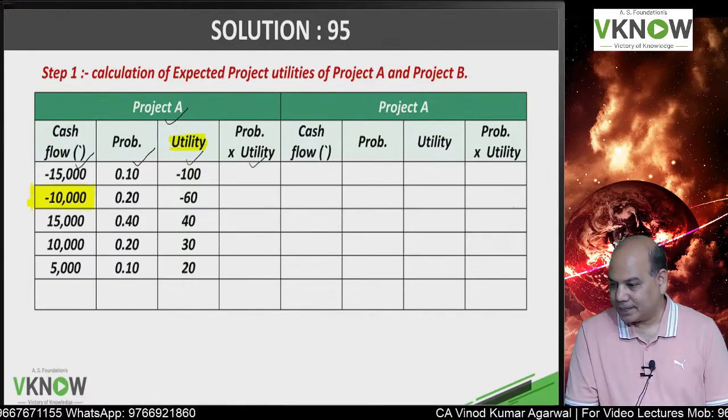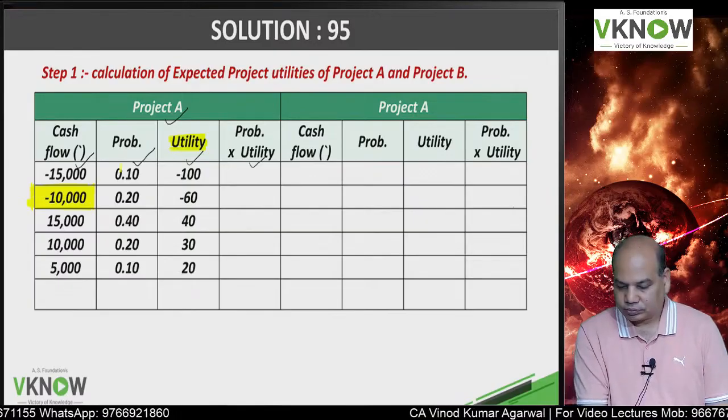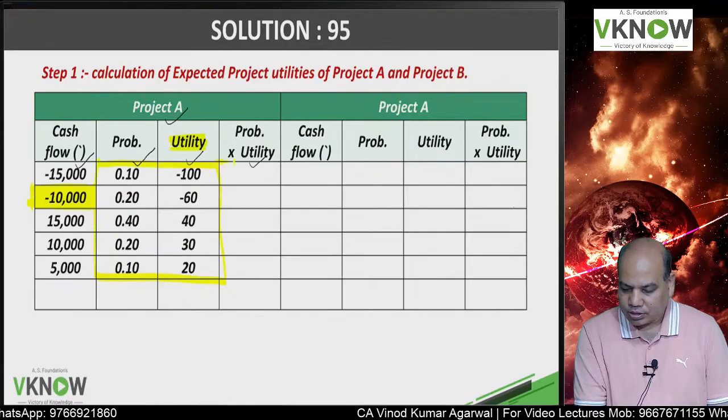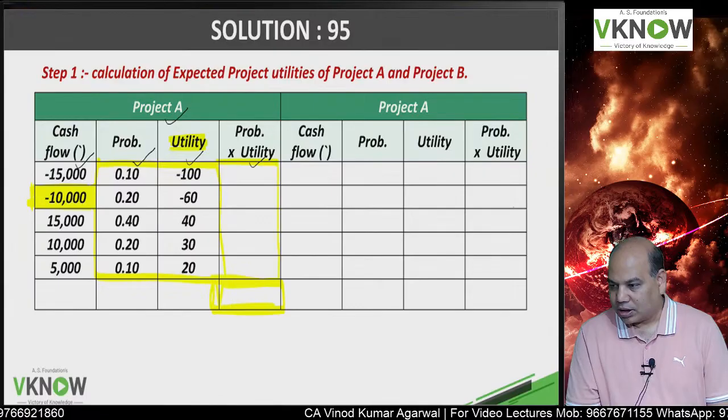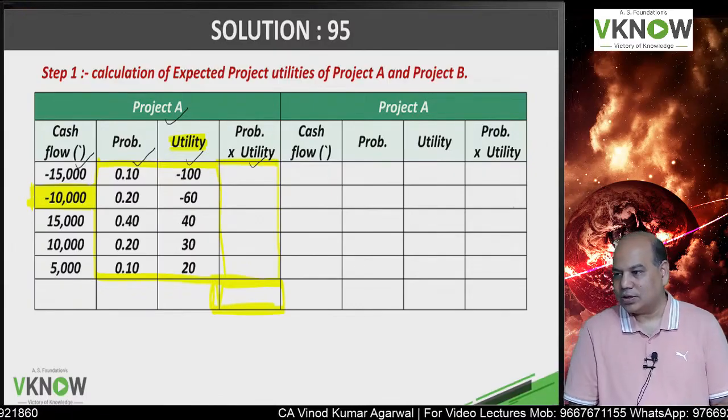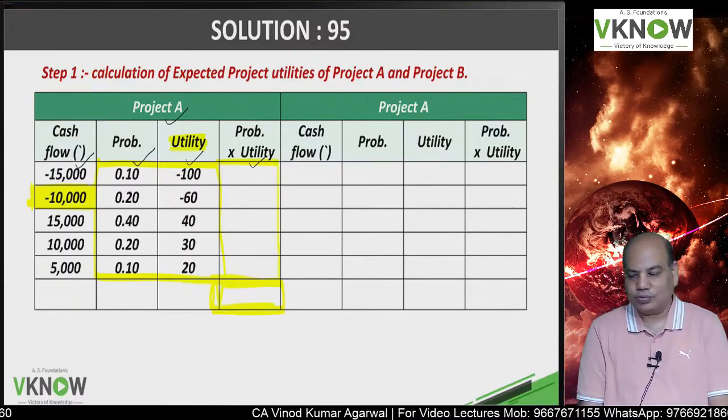20. Is it right? Please multiply these two columns and take the total. This is your first answer. I want you to reply with the answer. Everybody, I'll wait for you.